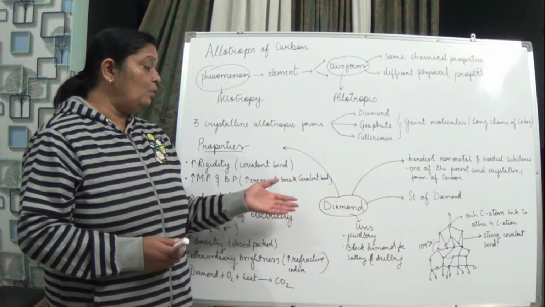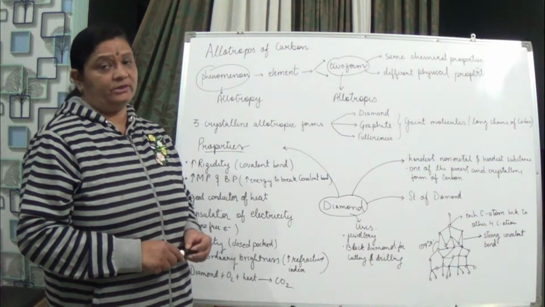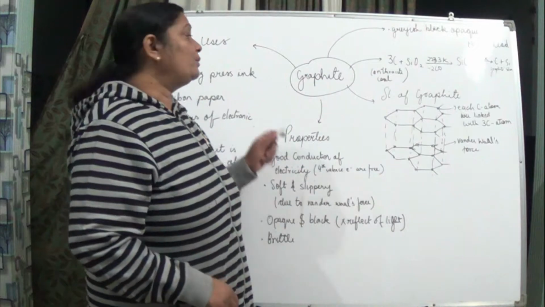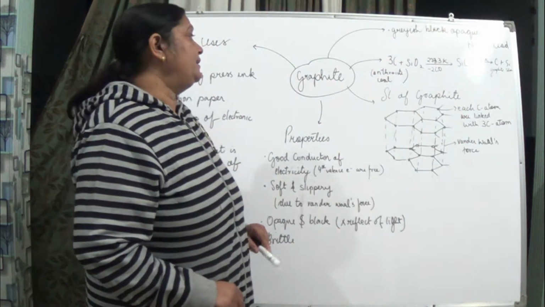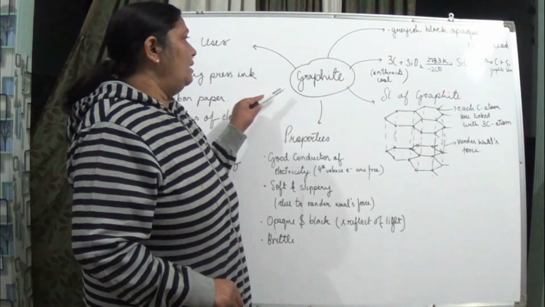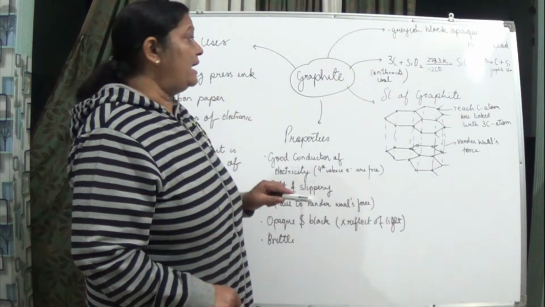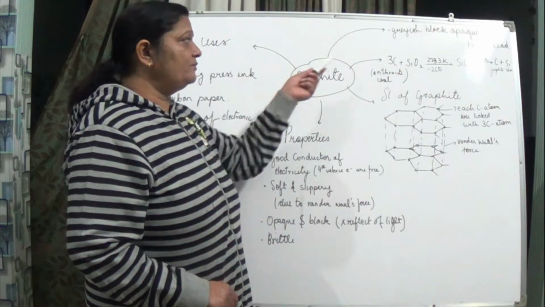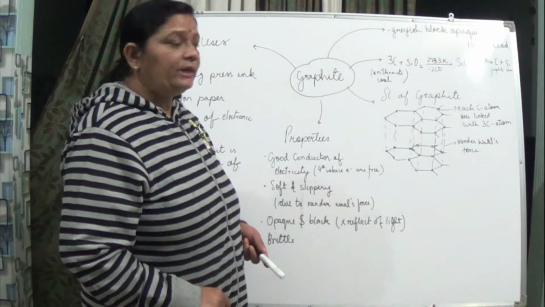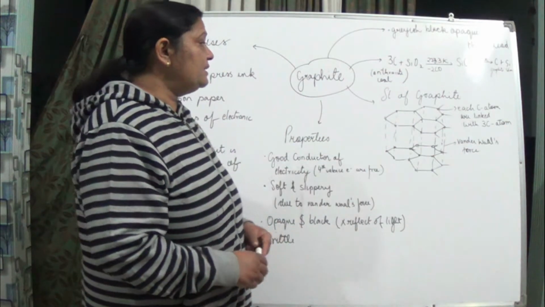Who was the first to make an artificial diamond? He was Henry Moissan. Now we are going to study graphite. How does it look? It is a grayish black opaque substance. It is not transparent, it is opaque in nature, and grayish black in color, so it is also commonly known as black lead.